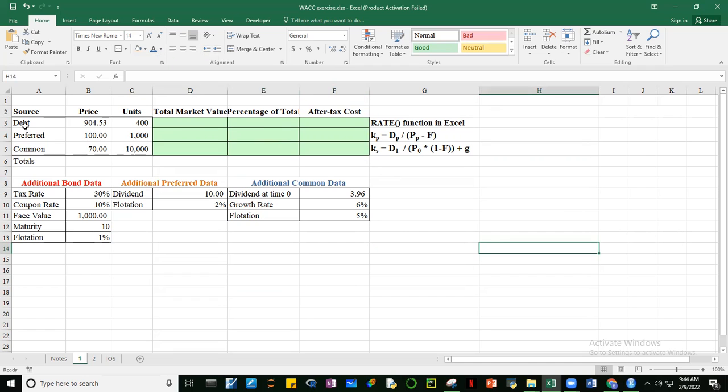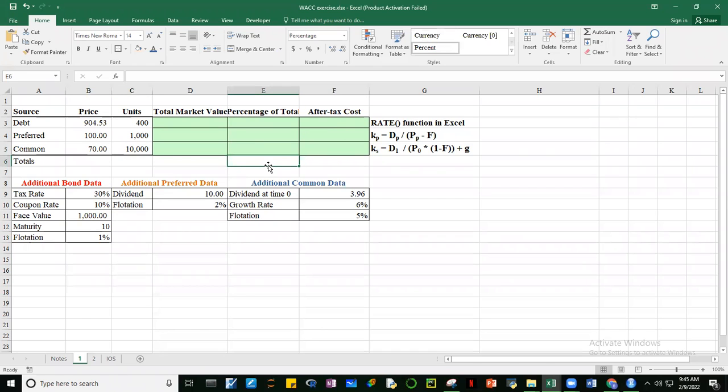Okay, first, yung price ng debt ngayon, market value niya to, no? Mga market values to, no? The market value is 904.53. Si preferred naman 100, si common 70. So currently the company has 400 units of debt, 1,000 shares ng preferred at saka 10,000 shares ng common stock. Okay. Given this information, how do we compute for the weighted average cost of capital?